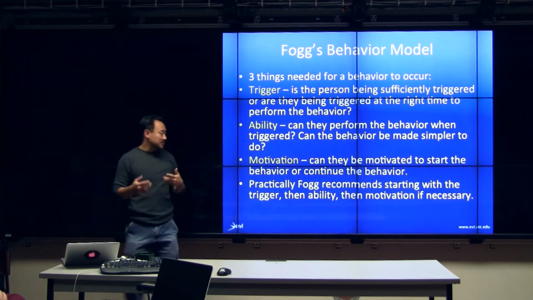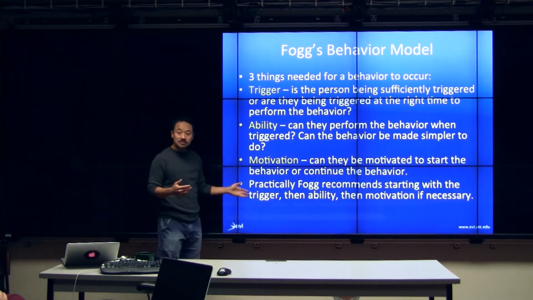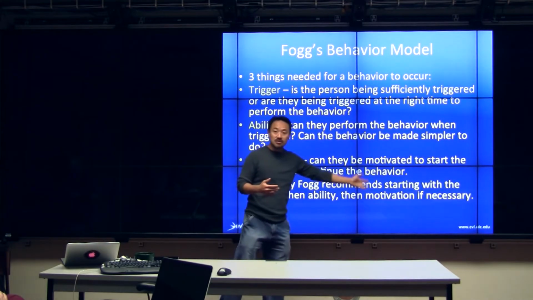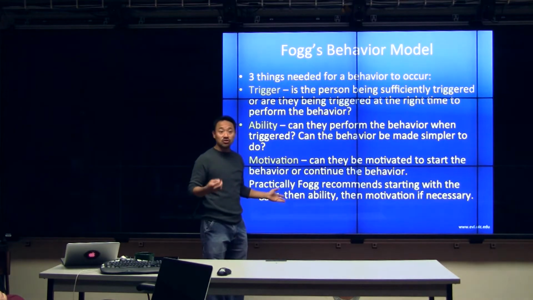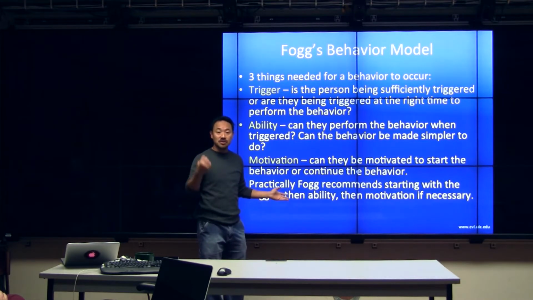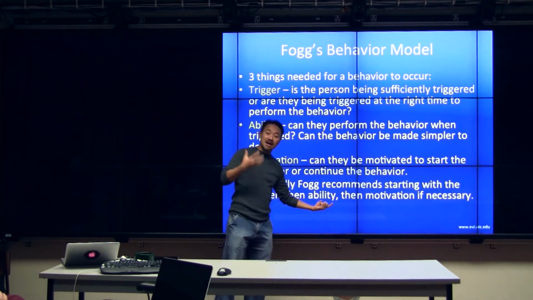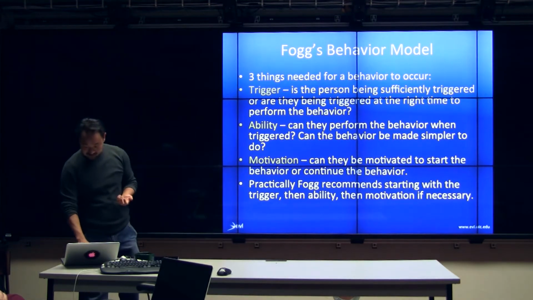So what Fogg practically recommends people do is always start with the trigger, then move to ability, and then if necessary, move to motivation. Maybe sometimes all it takes is a good trigger to get someone to keep doing something or remember doing something. The challenge, of course, in human augmentics is how do you provide the right triggers at the right time so that they then have the ability to do what they need to get done. So let's look at triggers.